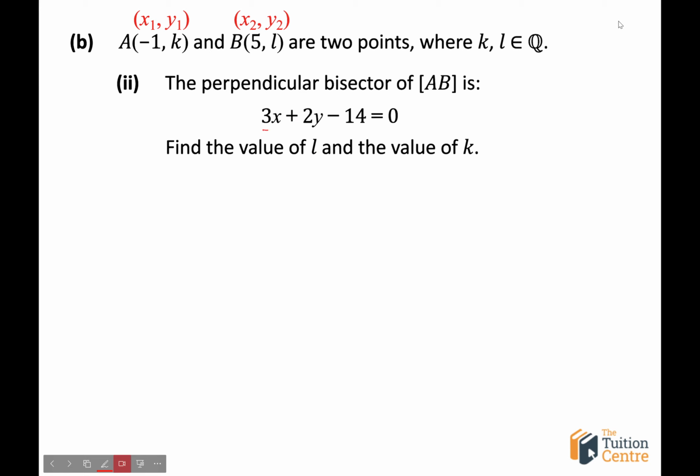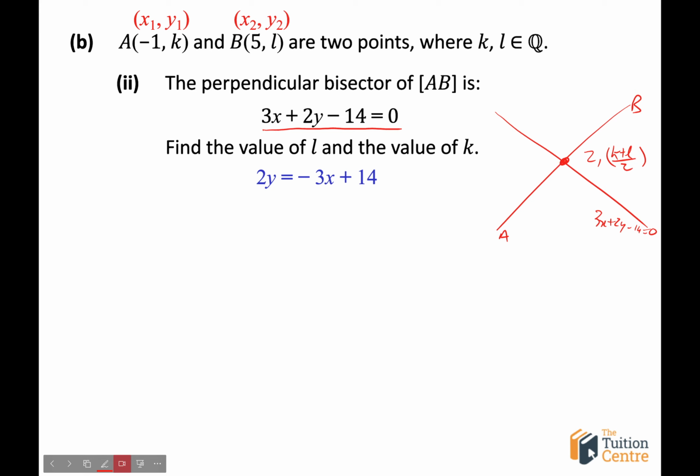So this is the perpendicular bisector of AB. I think we're going to have a line like this, 3x plus 2y minus 14 equals 0, a downward sloping line. So the line AB would be up like this. So here's AB. We have our midpoint from the last one, the point (2, (k plus l) over 2). We now have this line here, 3x plus 2y minus 14 equals 0. Of course, that's a rough drawing of it.